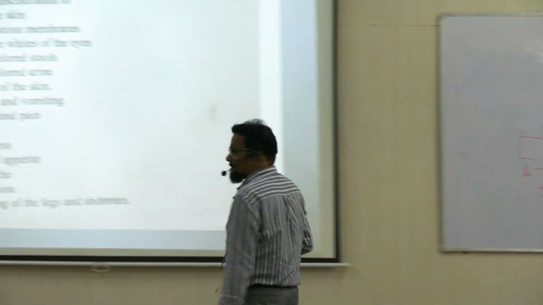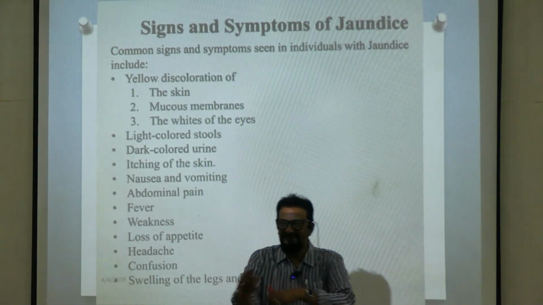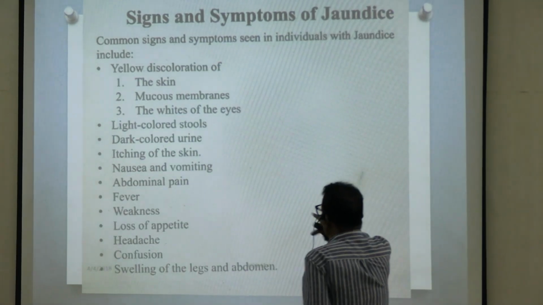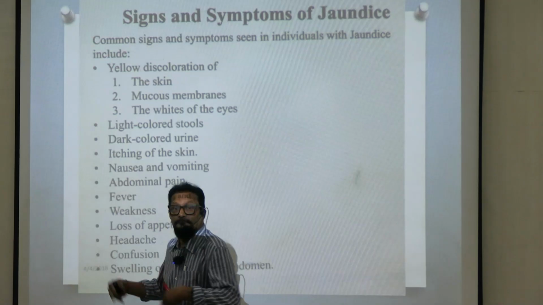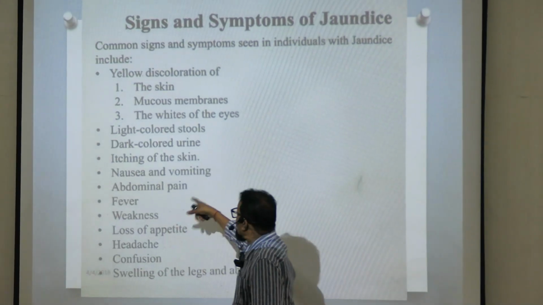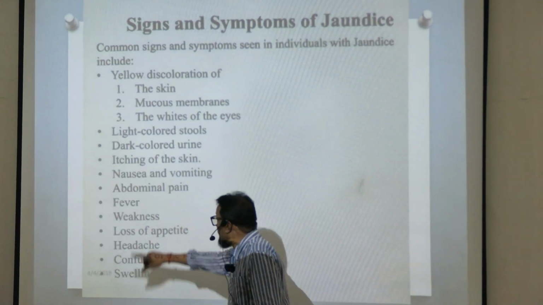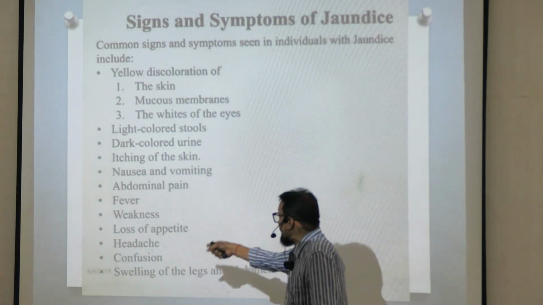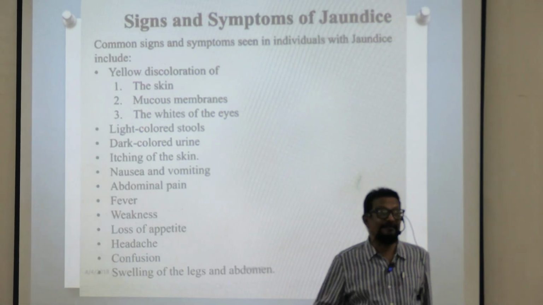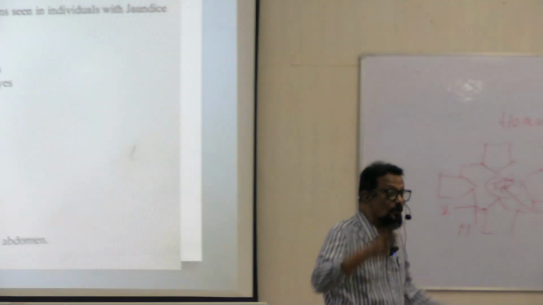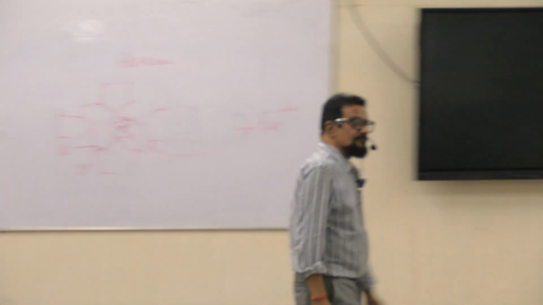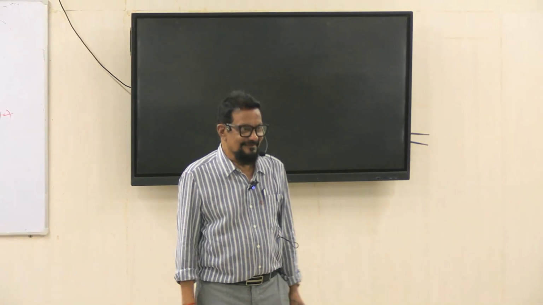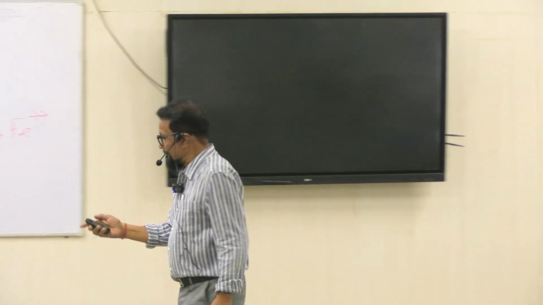Then dark colored urine, itching. There will be itching because of bilirubin. There will be nausea, vomiting. There will be abdominal pain. There may be fever. There may be weakness. There may be loss of appetite. There may be headache. There may be confusion. Swelling of the legs in some extreme cases. So these are the signs and symptoms of jaundice. And most of this you know already. You have seen the patients. Okay?